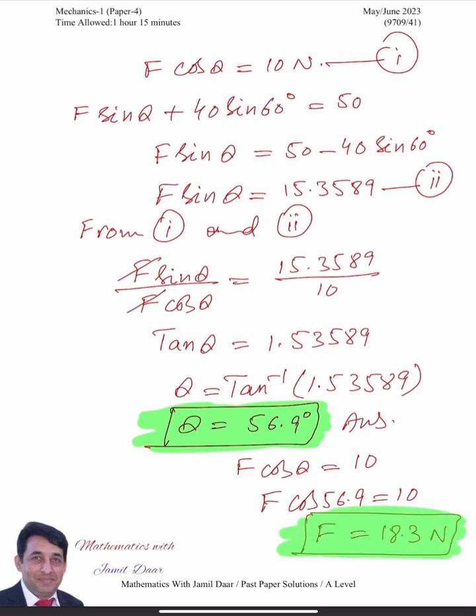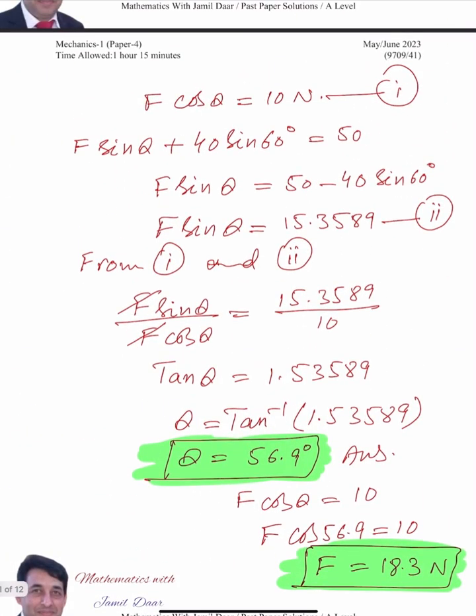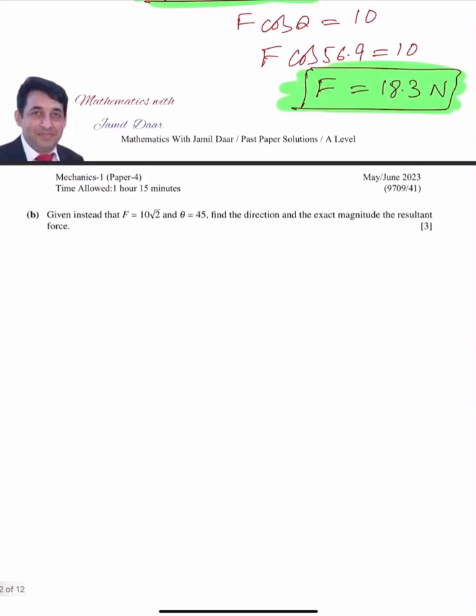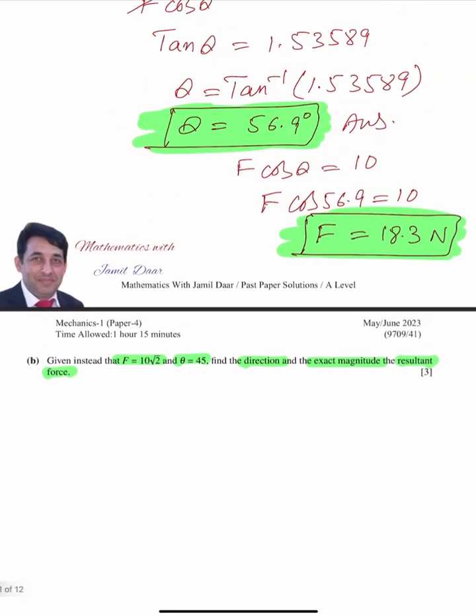Hope you have understood this question. Okay, this is part B of the same question. So they are saying if F is equal to 10 square root of 2 and theta is 45, find the direction and exact amount of the resultant force.